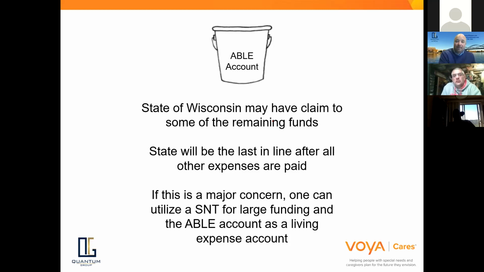In many cases, if you have a large trust fund for the benefit of the beneficiary, then the special needs trust can handle most of that money. If you put it into a special needs trust that's not a Medicaid payback trust, so it's a supplemental special needs trust, those funds will pass to the family. The ABLE account really can be used as an expense account versus a large funding account.